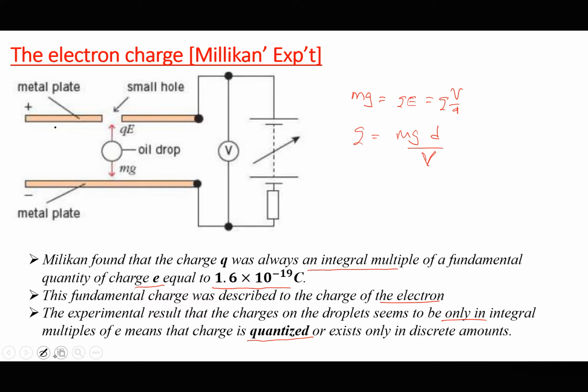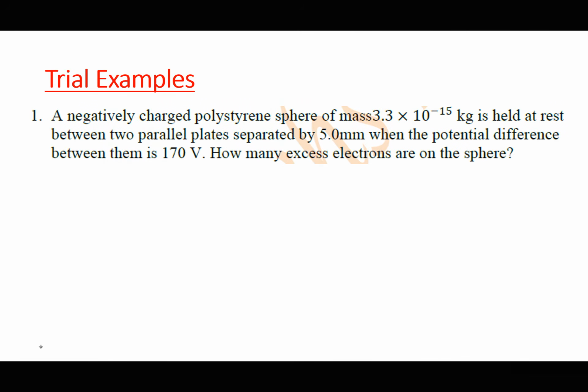Example. A negatively charged polystyrene sphere of mass 3.3 times 10 power negative 15 kilograms is held at rest between two parallel plates 5.0 millimeters apart when the potential difference between them is 170 volts. How many excess electrons are on the sphere?